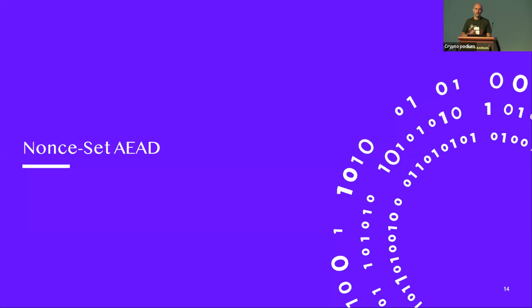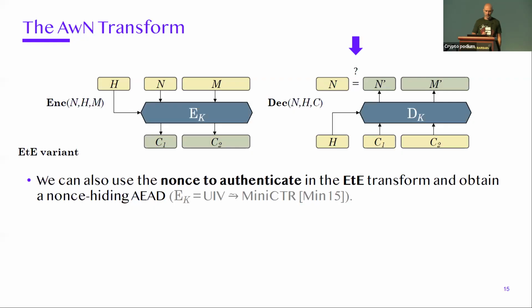Okay, so let's now get into the new variant of AAD called Nonset AAD. And I'll start by motivating the primitive with a construction, and then I'll define later more formally what the primitive is. So essentially, the last trick we saw of using the nonce for authentication can also be applied in the first construction that we saw, the Etd construction. And this would indeed, when instantiated again with the UIV construction, yield something that's quite close to the MINUSCTR construction by Minamatsu.